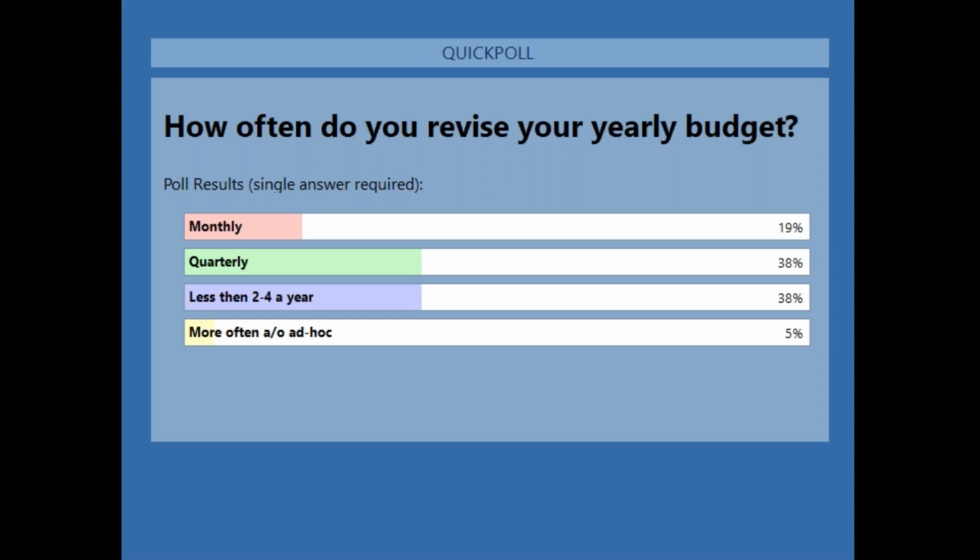All right. So it looks like the majority of the answers are less than 2 to 4 times a year or quarterly. Hopefully, with what we see today, we'll be able to increase that number as it becomes a more efficient process. And I believe the next question is focused on the efficiency of your planning.